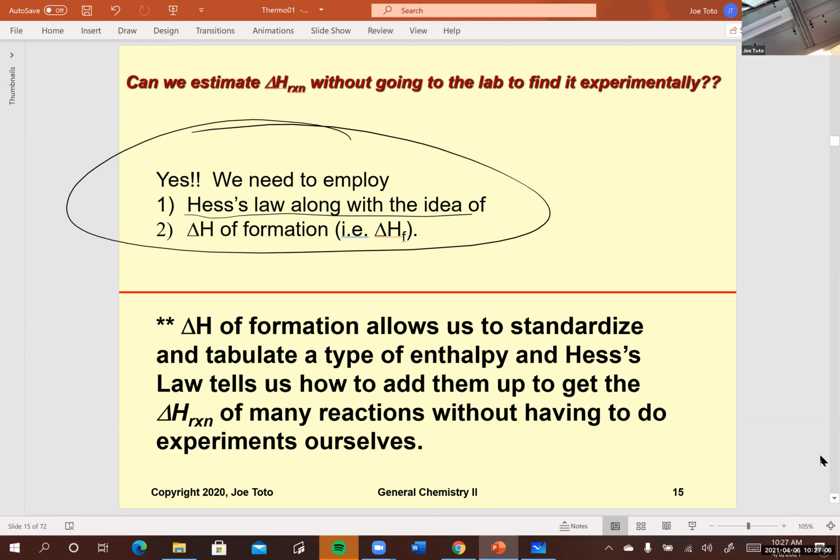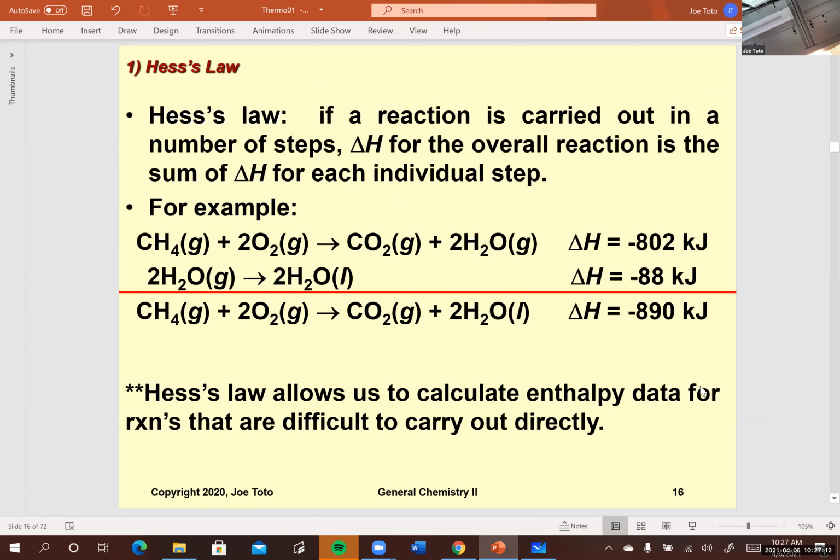All right, so we got to see what Hess's law is and the delta H of formation. So let's start off with Hess's law. Hess's law says, in simple terms, that, say, you have this reaction and you want to find the delta H for it, and you don't have it. But you have the delta H for one other reaction and the delta H for another reaction. And when you add up those reactions, they equal the one that you want, then you can add up their delta H's. That's what Hess's law says.